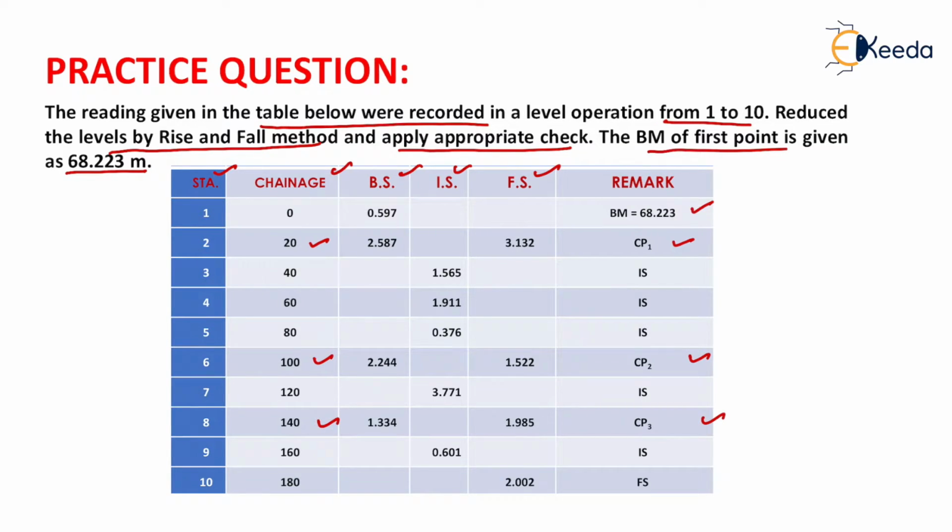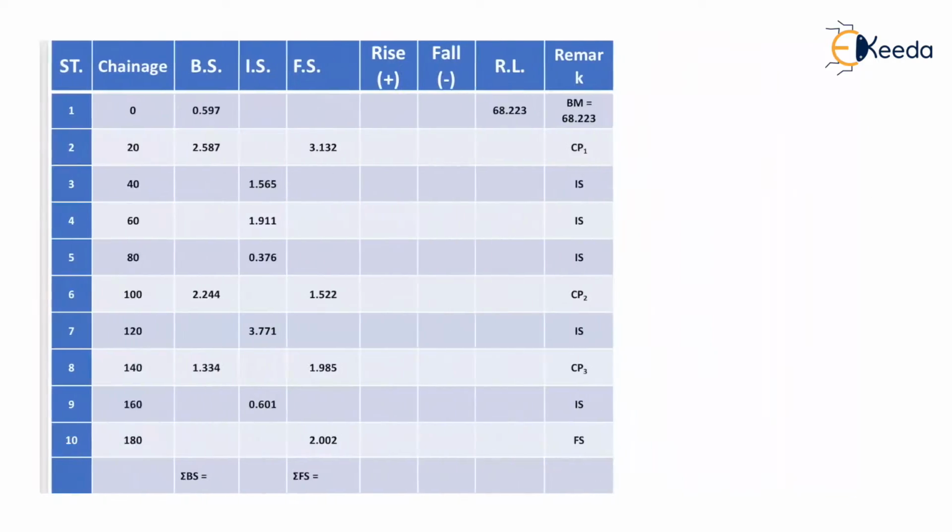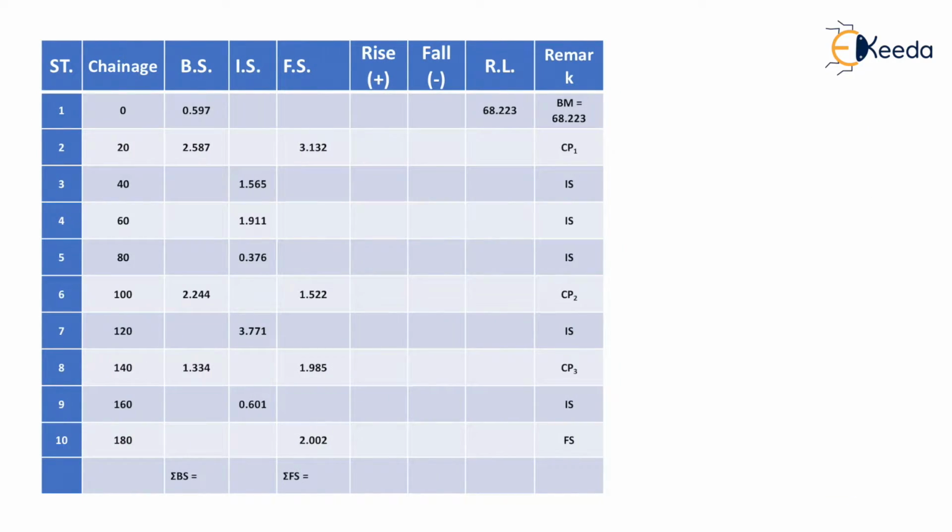So we will solve this question by the rise and fall method. Now we will prepare a table like this in which the rise and fall column is shown here. Now the benchmark RL is already given, that is 68.223. Now we have to connect our survey by marking it with arrows like this.